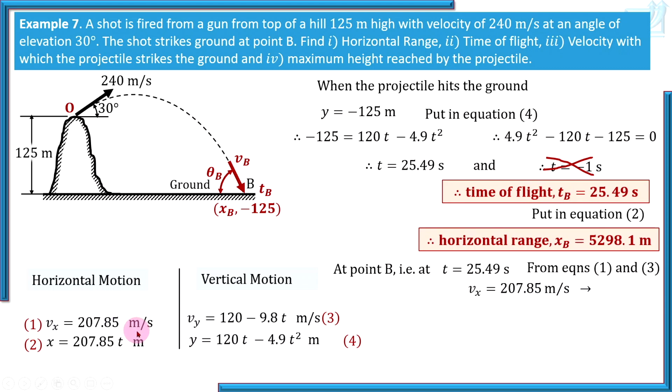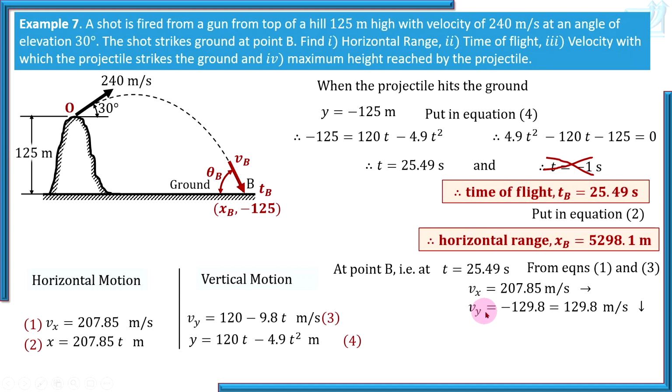It's horizontal motion. Positive answer. Now listen, Vx is constant. It does not change with time t. Vx is not function of time t. Means at all instants during the motion, Vx is 207.85 meters per second rightwards. And from equation 3, Vy you will be able to find if you know time at point B. So put 25.49 seconds and Vy is minus 129.8, that is 129.8 meters per second downwards.